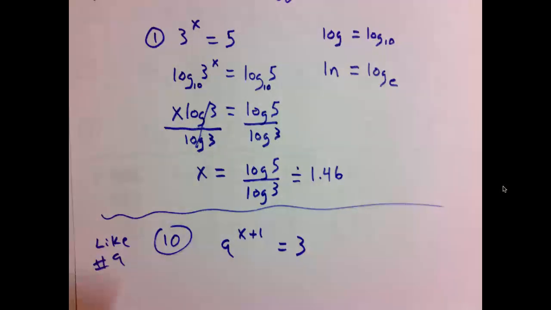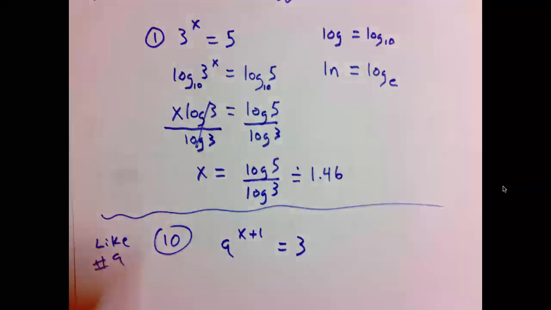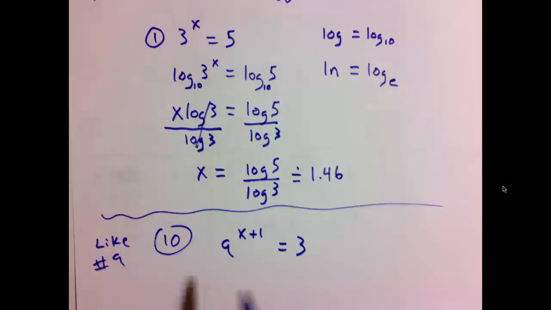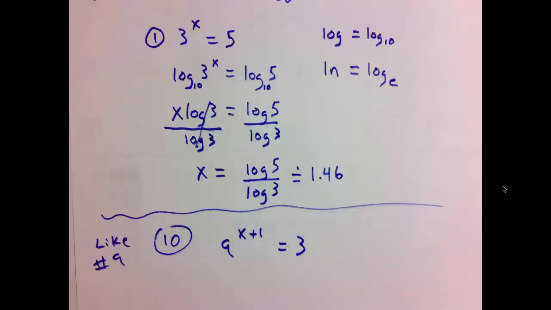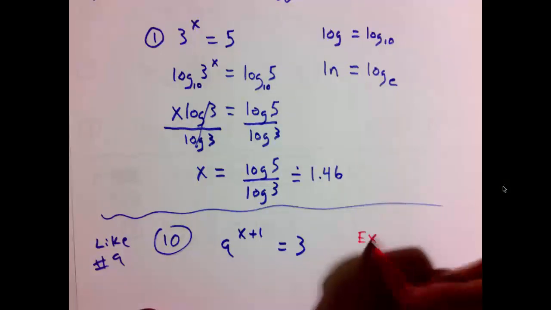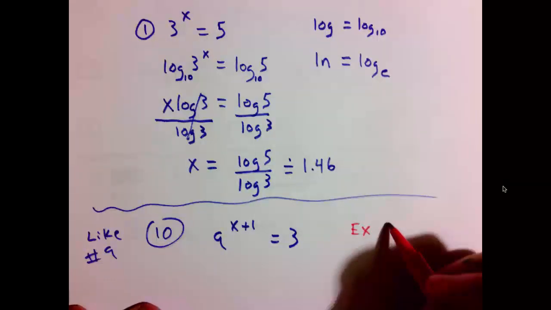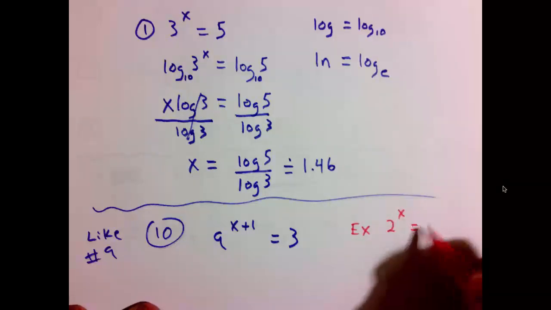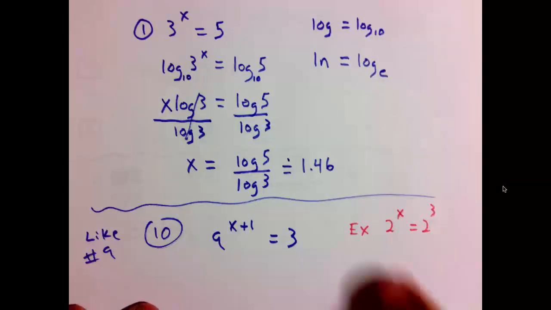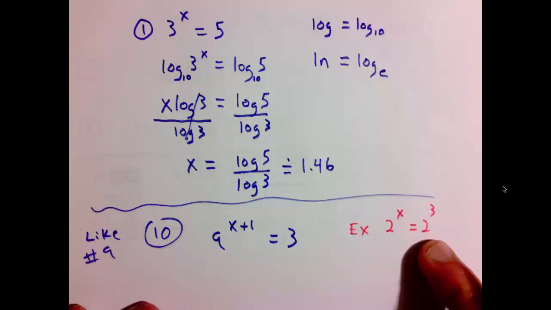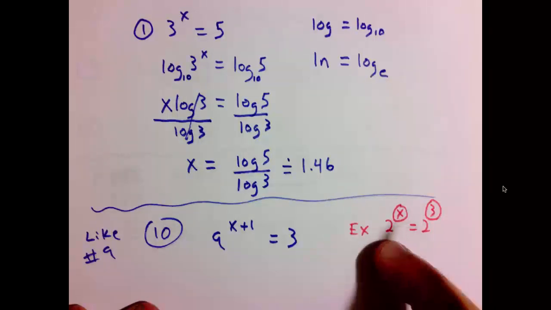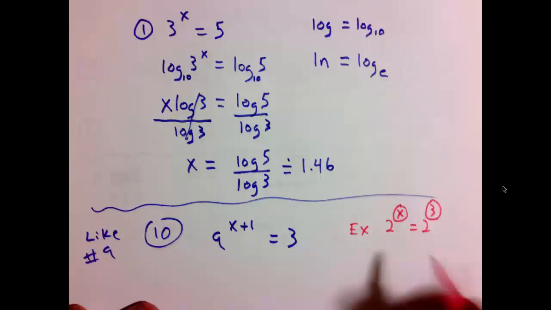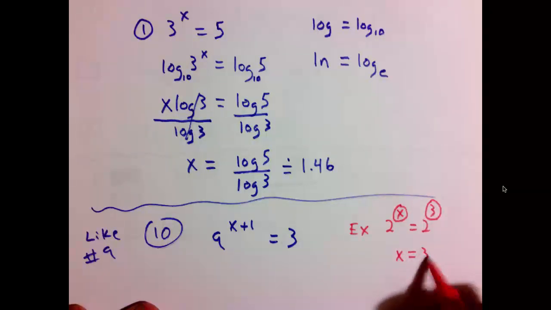Well, we could handle it in a similar fashion that we did this one. But this one will be easier if we could somehow manage to get these two base numbers the same. Then we could just set the exponents equivalent. You might remember from the earlier video, we had something like this: 2 to the power of x equals 2 to the power of 3. Since these bases are the same, I can simply set these two exponents equal to each other. If 2 to the power of x is equal to 2 to the power of 3, then x must be equal to 3. That should be clear to you.